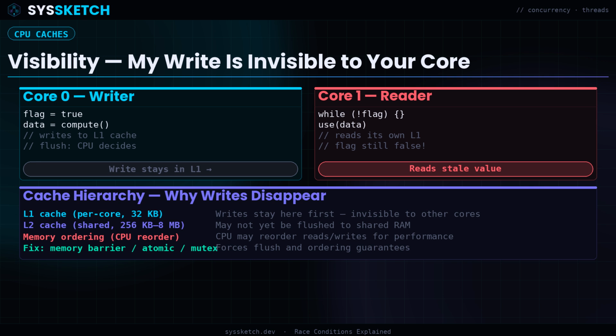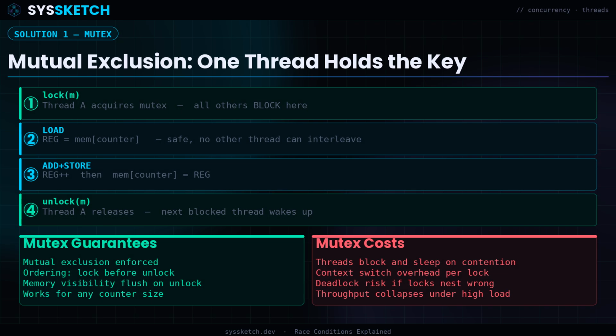Without explicit memory barriers or synchronization primitives, the CPU and the compiler are both free to reorder your reads and writes for performance. You can observe writes out of order or not at all. The classic fix is a mutex, mutual exclusion. You create a lock object. Before touching the counter, a thread calls lock. If another thread already holds the lock, the caller blocks and sleeps until the lock is released. Once it holds the lock, the thread executes its load, add, and store uninterrupted. Then it calls unlock. The next blocked thread wakes up and takes its turn.